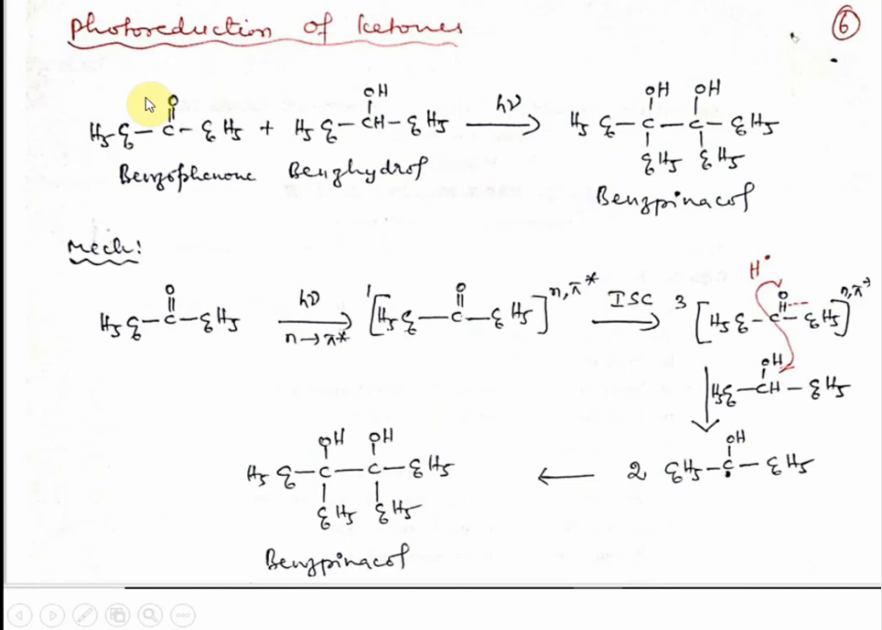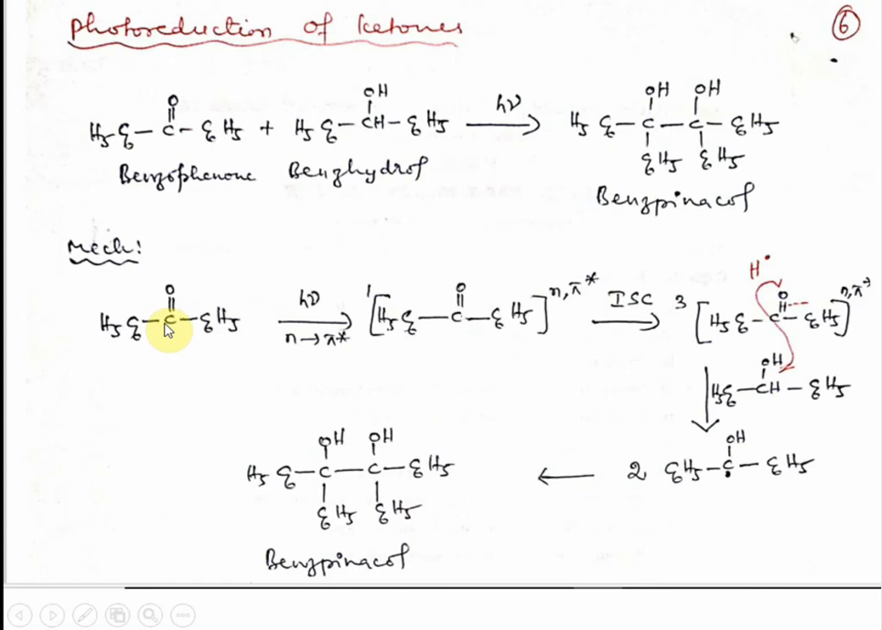So, we are seeing now photoreduction of ketones. What are all the substrates? Ketone. If we take benzophenone, we are taking benzhydrol to donate hydrogen. What is the product called as? Benzpinacol. See here, C=O is reduced to C-OH.